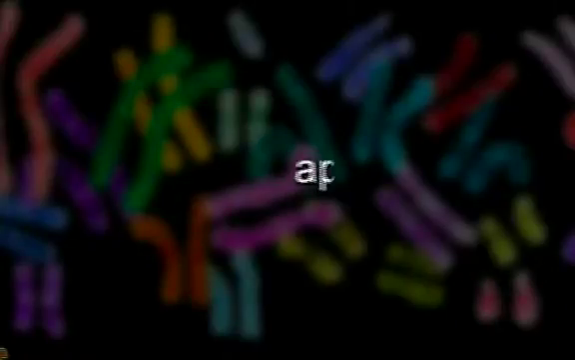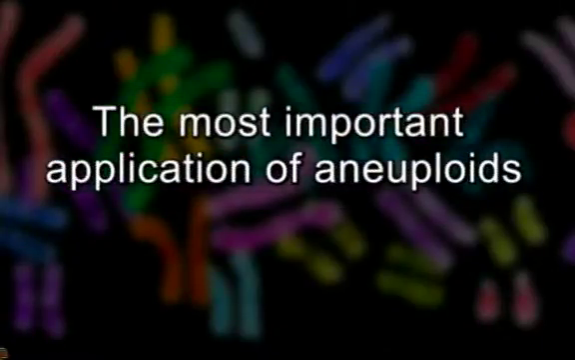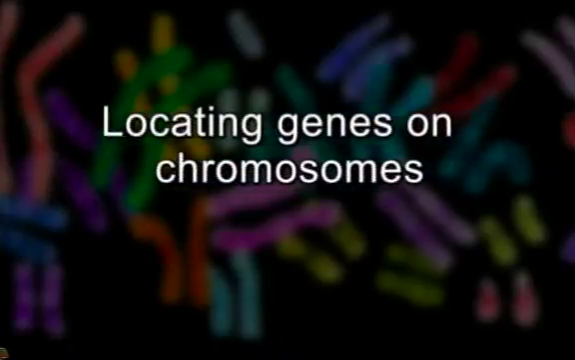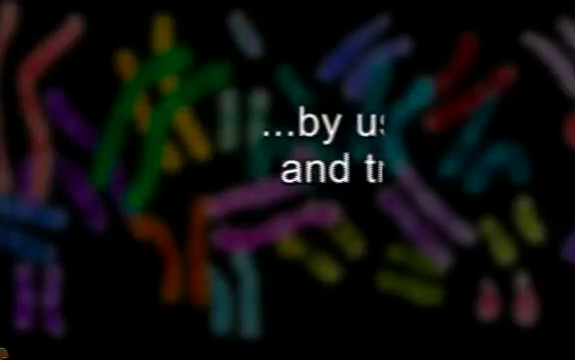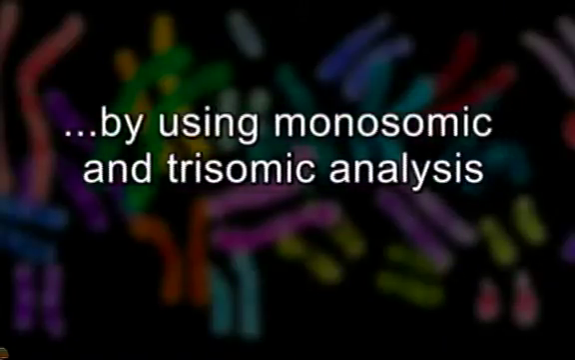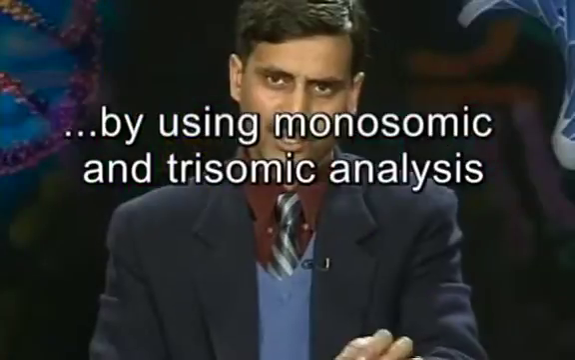The most important application of aneuploidy is locating genes on chromosomes by using monosomics and trisomics. The most important technique used for this purpose is called monosomic or trisomic analysis, for locating genes on specific chromosomes. Before the advent of molecular technologies or recombinant DNA technology, earlier the breeders or cytogeneticists were using this monosomic and trisomic analysis basically for identification of genes on chromosomes.